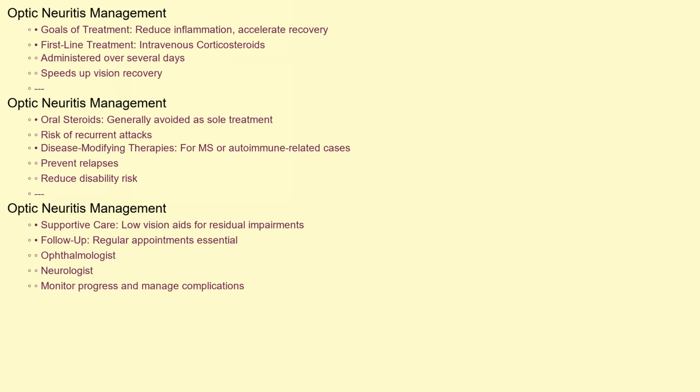So, how do we manage optic neuritis? The primary goal of treatment is to reduce inflammation and accelerate recovery. Intravenous corticosteroids are often the first-line treatment, administered over several days. This can help speed up the recovery of vision, though the long-term visual outcome may not be significantly altered. Oral steroids may be prescribed after the intravenous course, but are generally avoided as a sole treatment due to the risk of recurrent attacks. In cases associated with MS or other autoimmune diseases, disease-modifying therapies are used to prevent future relapses and reduce the risk of disability.